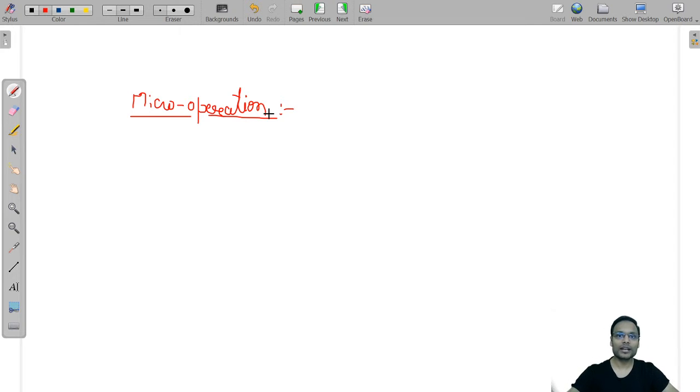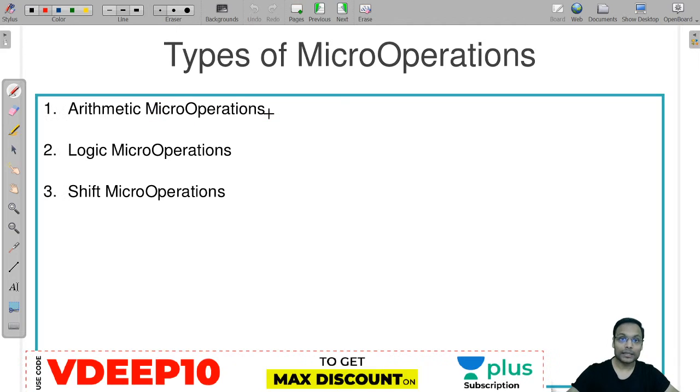Let's try to understand what types of micro operations we can have in the CPU. These are the types of micro operations you can have in the CPU: arithmetic micro operations, logic micro operations, and shift micro operations. We will quickly visit all types one by one.